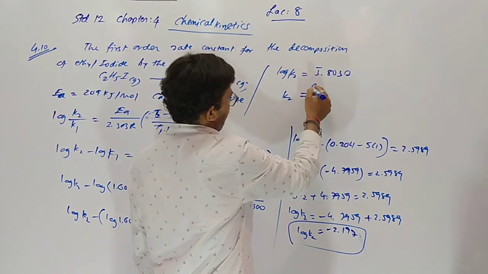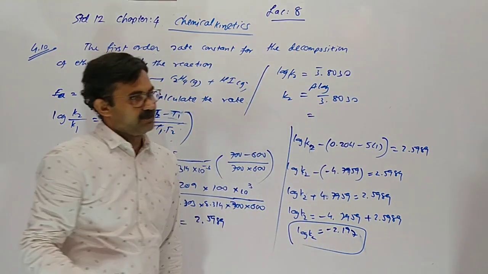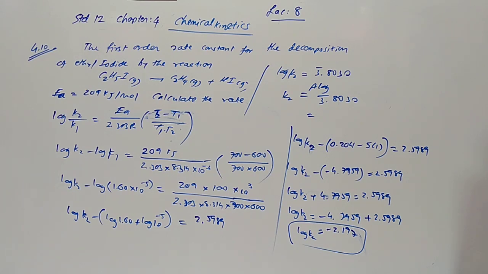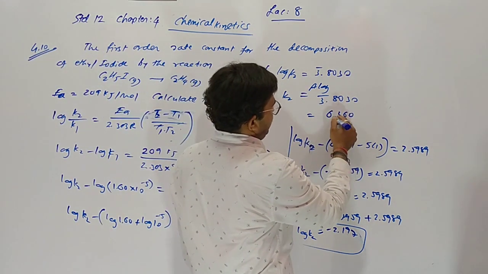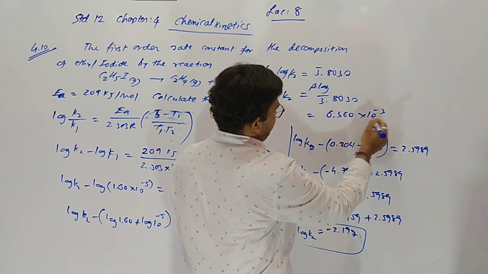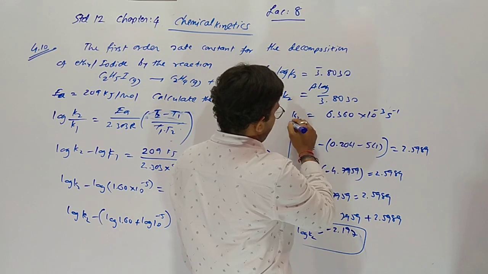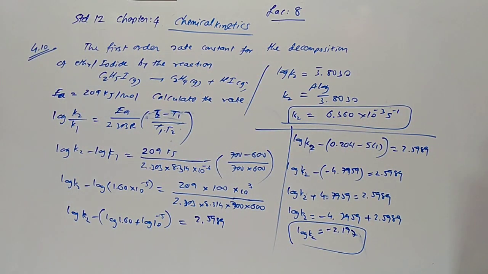Now antilog of both sides. Antilog of 0.803 in the log table gives 6360. There is one digit after the decimal point, and bar 3 comes as minus 3. This is our answer. Understood?